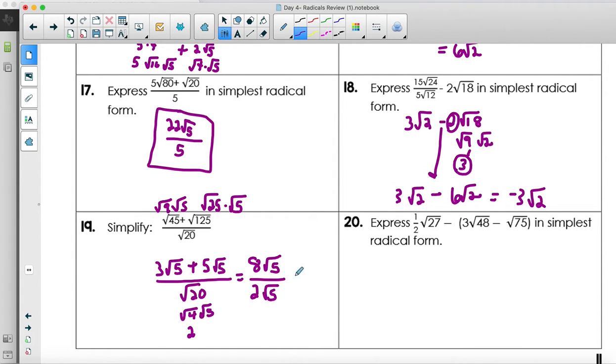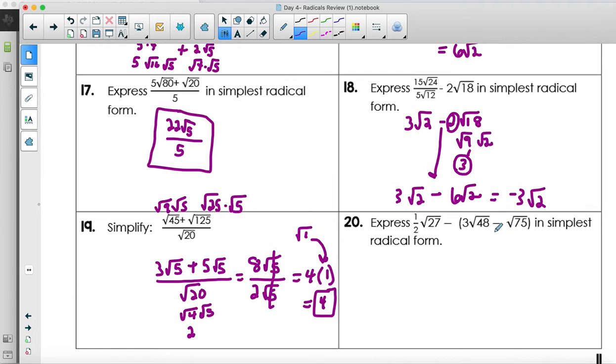8 divided by 2 is 4. And radical 5 divided by itself is 1. Anything divided by itself is 1. And then your final answer is 4. Okay. You could have also seen radical 5 divided by radical 5 as square root of 1, and the square root of 1 is 1 as well. And then 4 times 1 is 4.